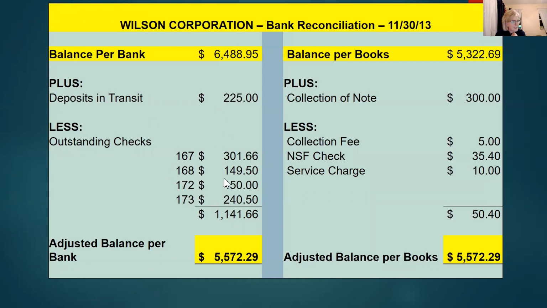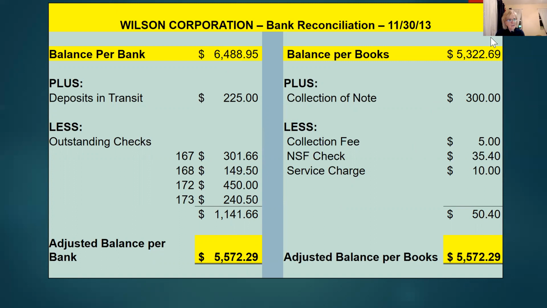Outstanding checks. As I said, we were missing 2 checks in the middle of the sequence, and we checked to see if these last 2 checks or any checks were written on the 30th, and there were 2. So we start here, we add the deposits in transit because that would increase our bank account, and we subtract our outstanding checks because that eventually will reduce our bank account, and that's our adjusted bank balance.